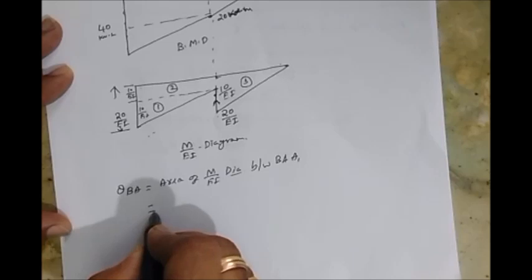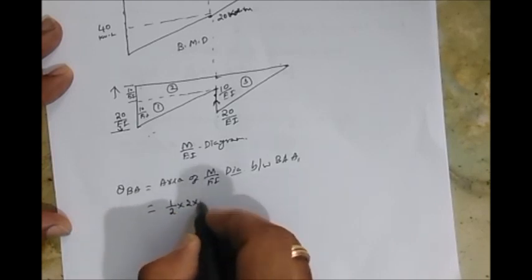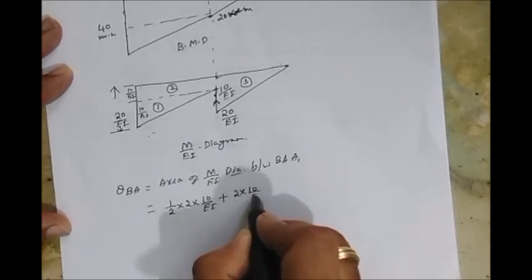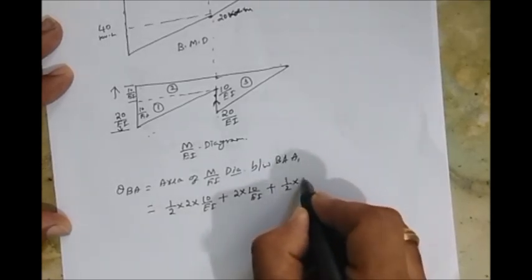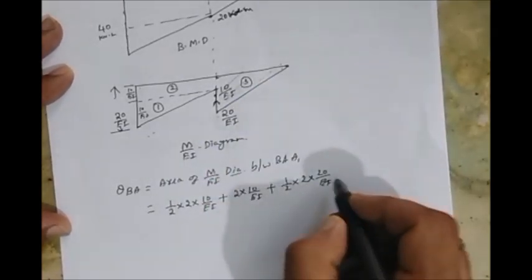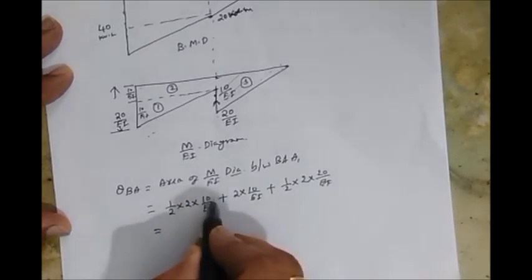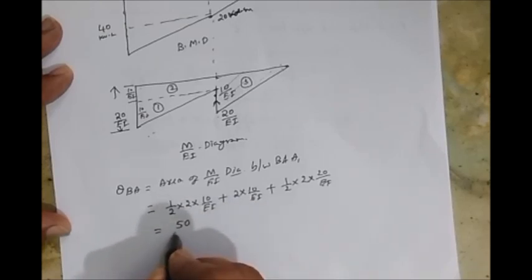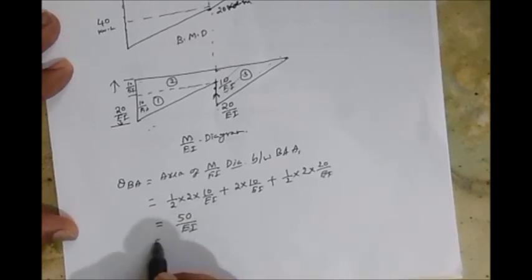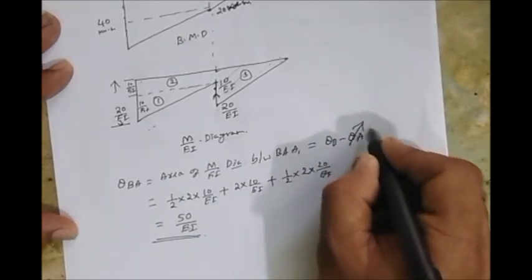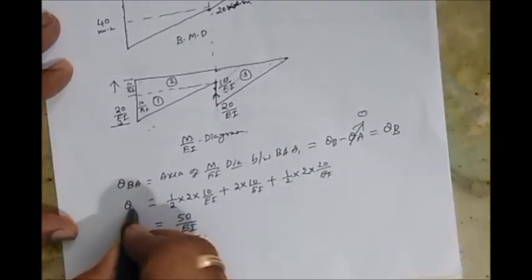So what is the answer? We need to take the area of all the regions. What is the first region? Half into base into height, 10 by EI, plus the next region, 2 into 10 by EI, plus the last region, half into base into height. Height is 20 by EI. Region three, 20 by EI. So if you work it out, what you will get is 50 by EI. So this is the slope at B. You know that this is equal to theta B minus theta A. Theta A is 0, which is equal to theta B.